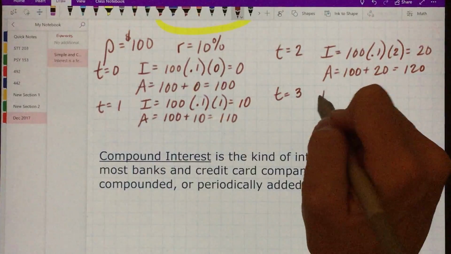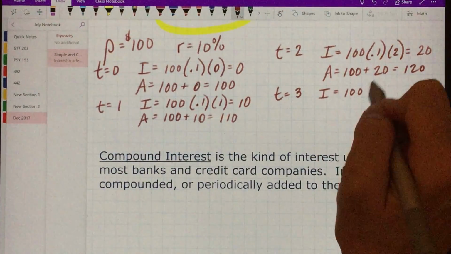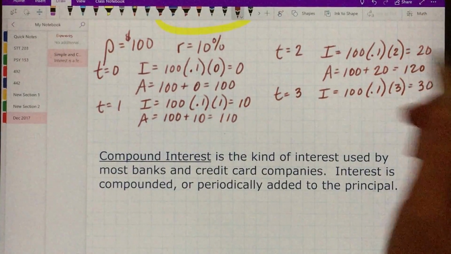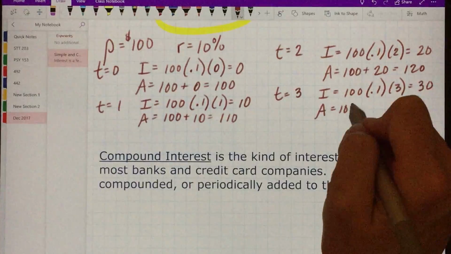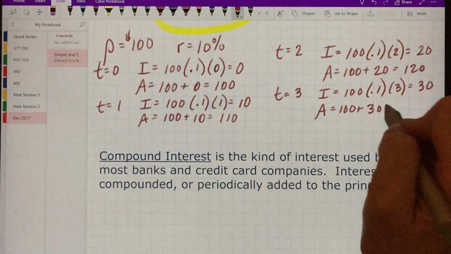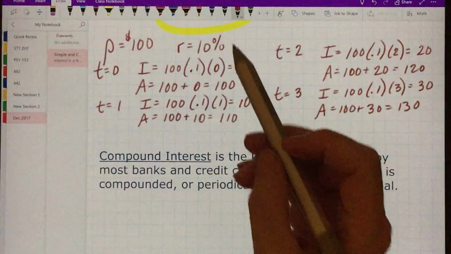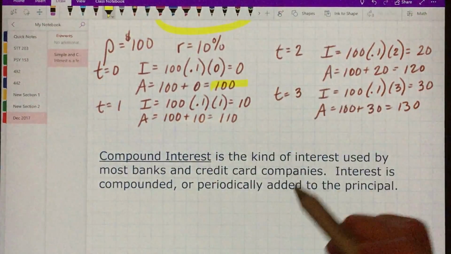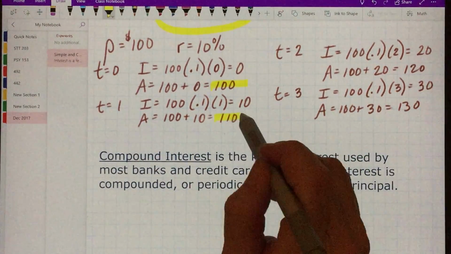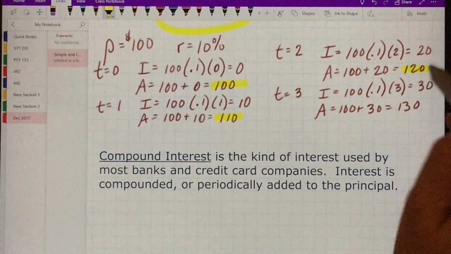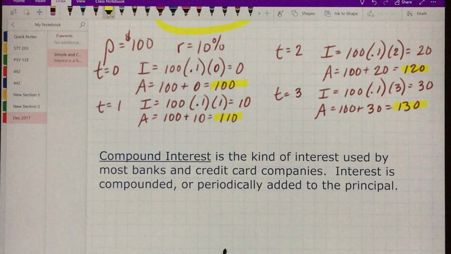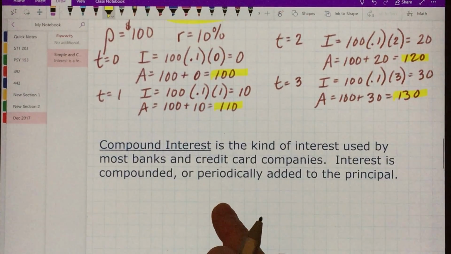And as we keep going, what you're going to see is that each year, year 3 is 30, and the amount paid back just increases by the same amount each year. So if you don't take the money, you can hand it back to me, it's just 100. If you wait a year, it's 110. 2 years, 120. 3 years, 130. This is simple interest. With compound interest, it works a little bit differently.